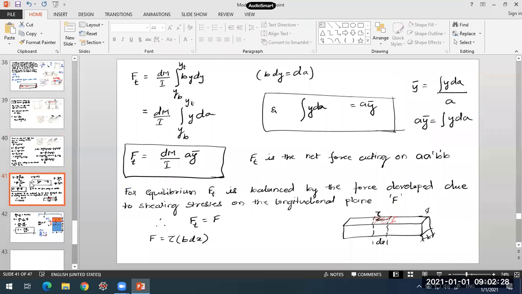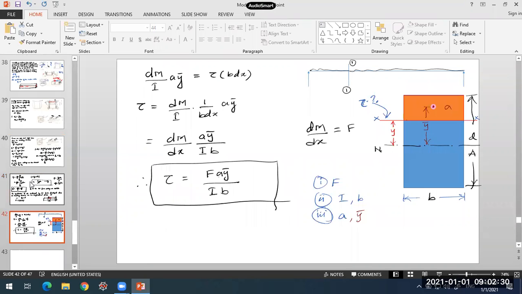So this is what we came across, the expression tau equal to F A y bar upon I into B. Okay, what are these terms? F is the shear force at the section considered. A is the area of the section above the point at which you want to determine the shearing stresses. Y bar is the distance of centroid of this part of the area, that is the shaded part, which is above our point at which we are finding the shearing stress.